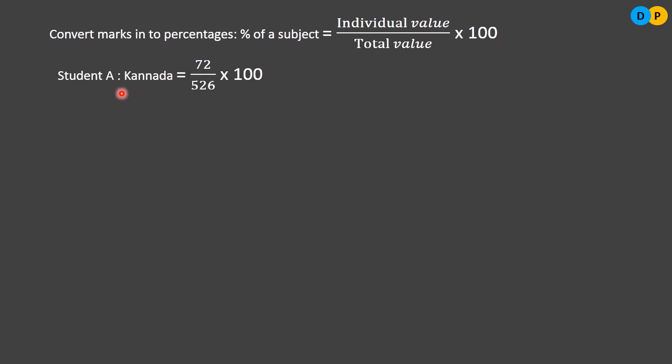So student A has scored 72 in Kannada. So what is his total marks? Total marks is 526. So 72 divided by 526 into 100 will give us the percentage of Kannada of student A. So that is 13.69%. But it will be difficult for us to exactly pinpoint 13.69 in the graph sheet.